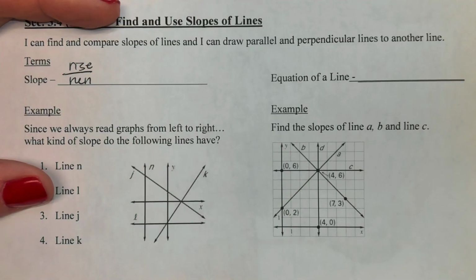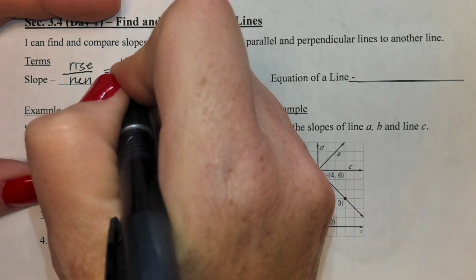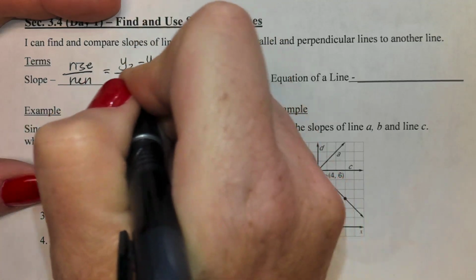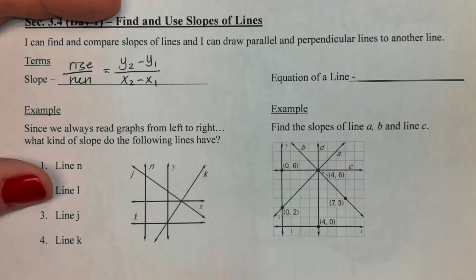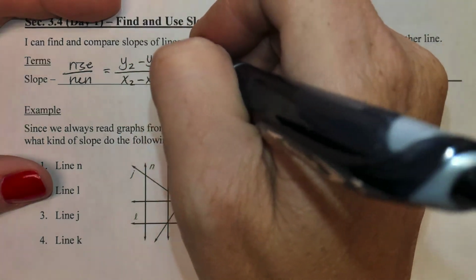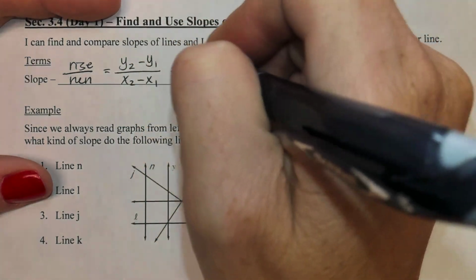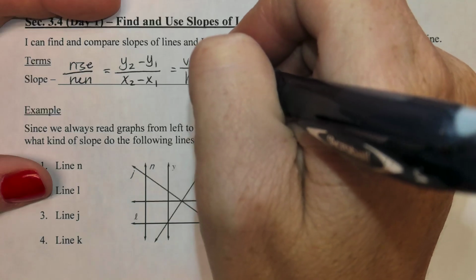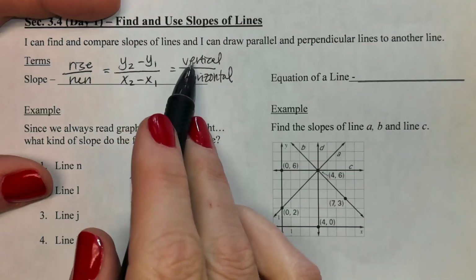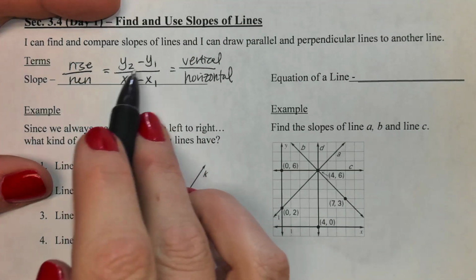We've been talking about that for a while, and then we do have a formula for it: y2 minus y1 over x2 minus x1. So that's our slope formula. It's just your vertical change over horizontal. So rise, vertical, run, horizontal, and then that's your formula.